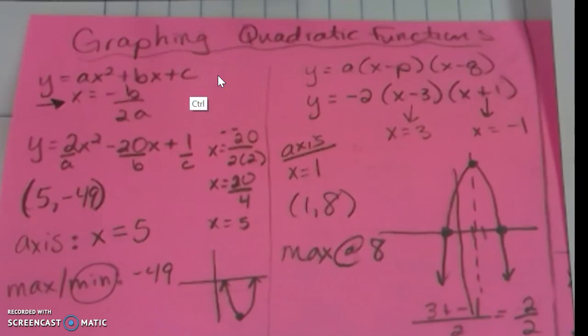Okay, so this section we are graphing quadratic functions. The first type you have right here is y equals ax squared plus bx plus c, and this is called standard form. So that's standard form right here. And remember, whenever you have standard form, you're going to do the negative b over 2a. That tells you what the axis of symmetry is.